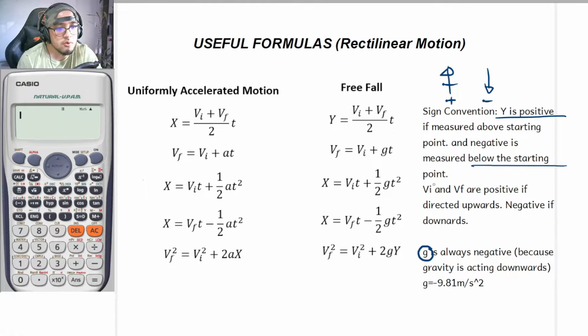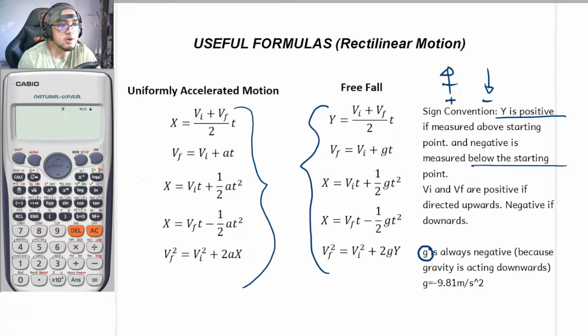The same is true with your initial velocity and your final velocity. If your velocity is directed upwards, it must be positive, and if it is directed downwards, it is negative. So the formulas that we will be making use of here are very similar to our uniformly accelerated motion. It's just that the value for your acceleration is now replaced with gravity. So there. Okay, so proceeding, let us just have an example.